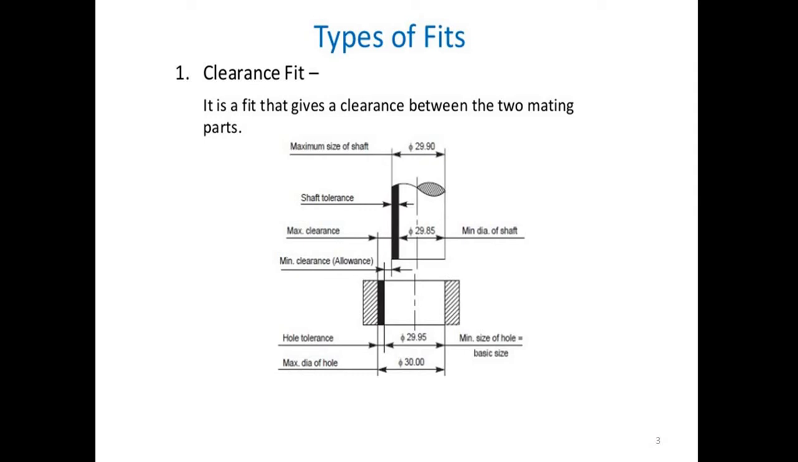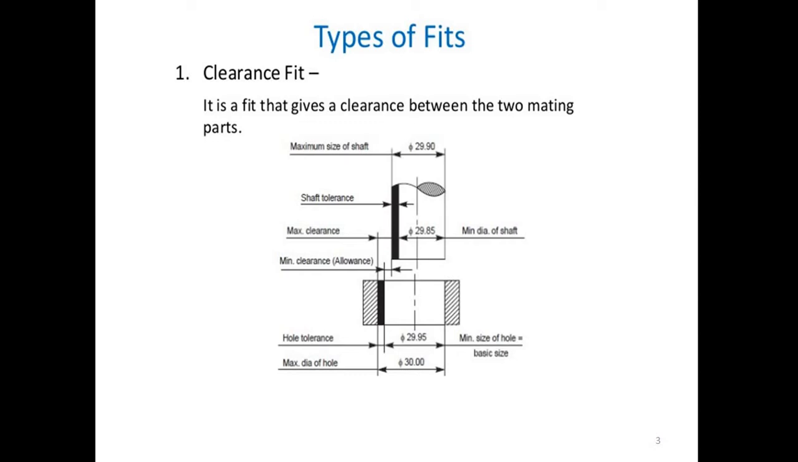Now come to the hole dimensions. Here the shaded portion shows the hole tolerance. Diameter 30, having tolerance given minus 0.05 to minus 0.00. I will repeat. The inside diameter, that is hole diameter 30, having tolerance minus 0.05 to 0.00.